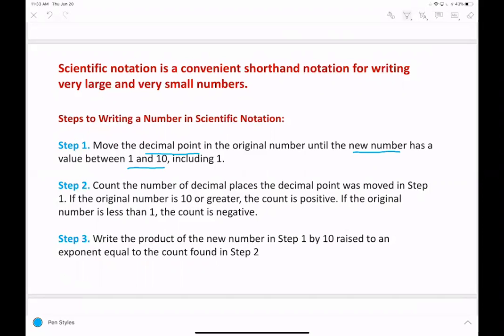Then count the number of decimal places that the decimal point has moved in step 1. If the original number is 10 or greater, the count is positive. If the original number is less than 1, the count is negative. To use scientific notation, the original number has to be positive. Then write the product of the new number from step 1 by 10 raised to the exponent that we found in step 2.